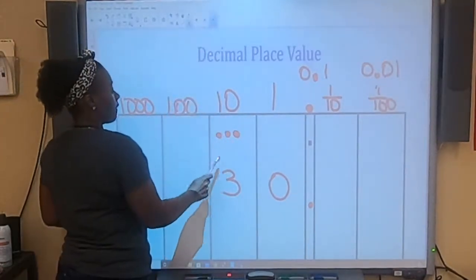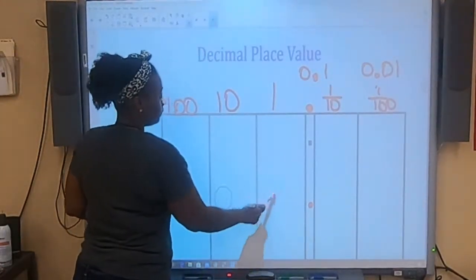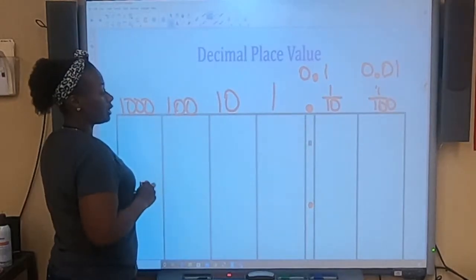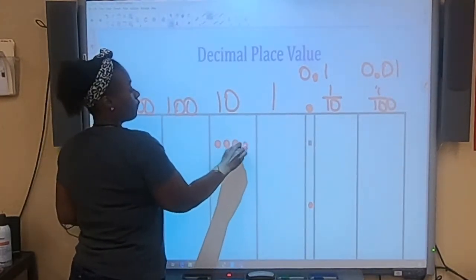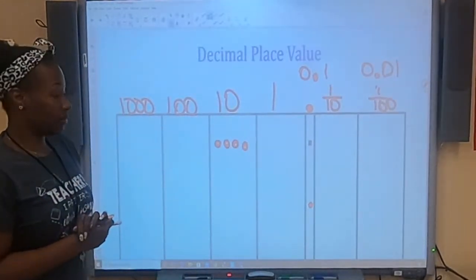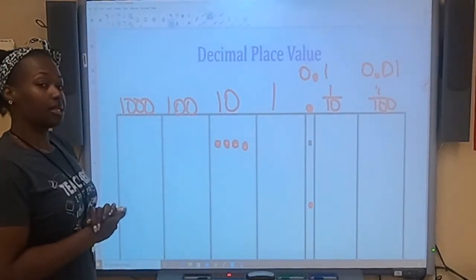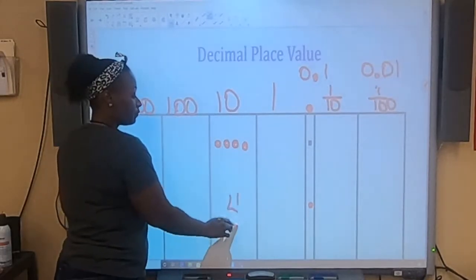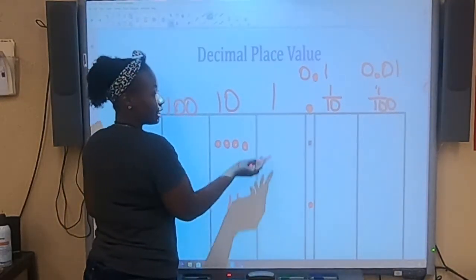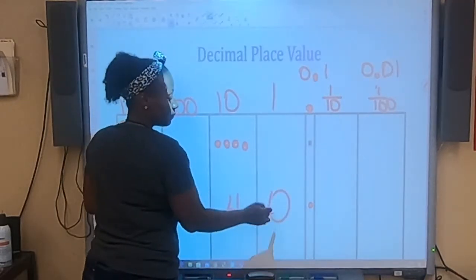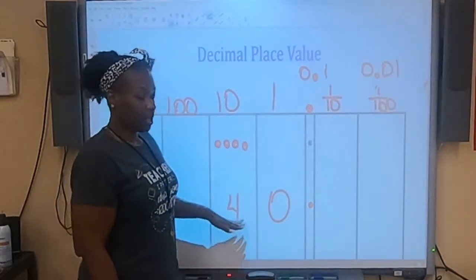Let's try another. Let's say I had 4 in the tens place. In the tens place, I would write the 4. Notice I am not at the decimal yet. In order for me to get there, I need a 0. So that would give me 40.